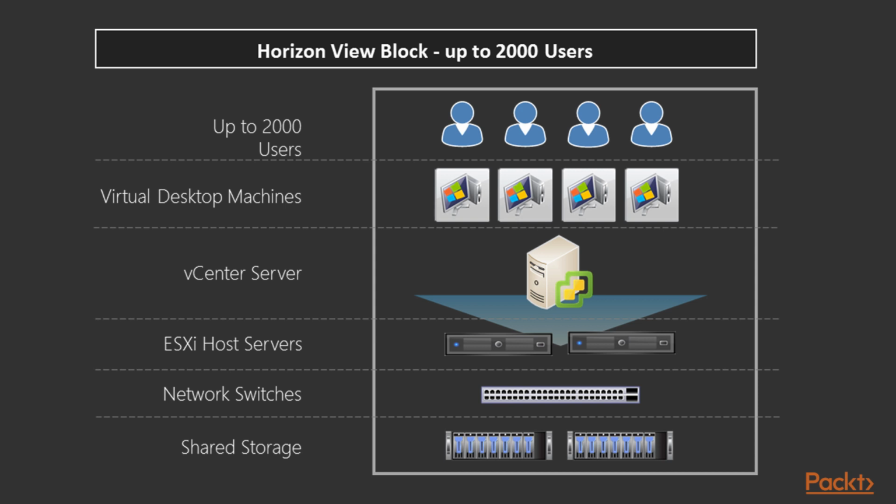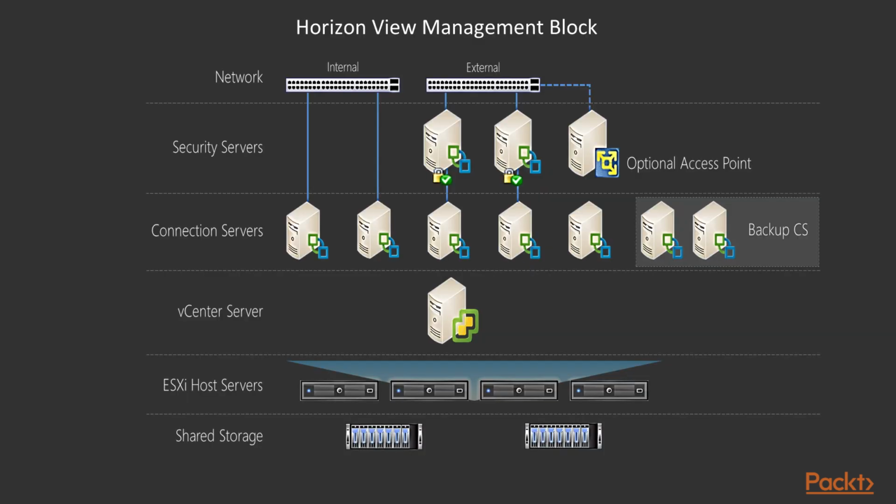So where does a pod come in? A Horizon View pod consists of 5 blocks, or 5 lots of 2,000 users, meaning a single pod can support up to 10,000 users. Next we have the management block.